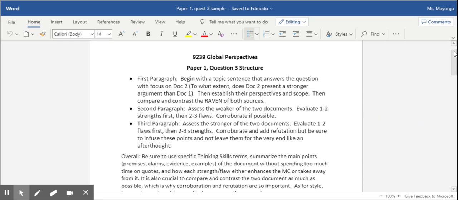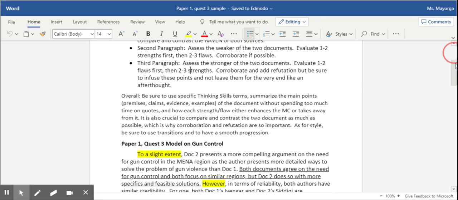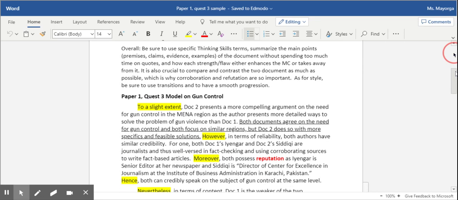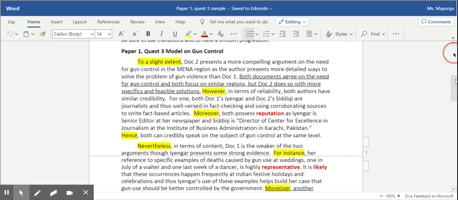So in terms of the content that you write, it's similar. You're evaluating strengths and weaknesses, how they enhance or detract from them. The difference is to corroborate as much as possible. Just like with document 1, when we're answering question 2, transitions are key. Notice all of the ones I've highlighted in yellow. Also really important, my topic sentences in link. But I want to focus on the corroboration.